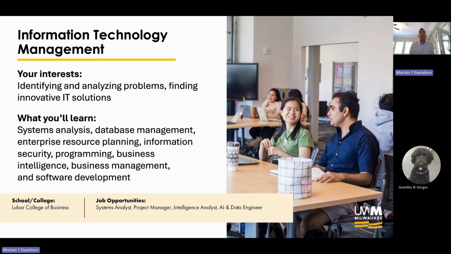So a student who would have a more business type mindset, want that business background in their education, this could be something that would be of interest to them. Some job opportunities include systems analyst, project manager, intelligence analyst, and an AI and data engineer. And so, yes, it's different from the more popular engineering majors that we had mentioned before. But again, it's figuring out how to implement and use an already created software for a business so that it runs efficiently for the employees that need to access it.